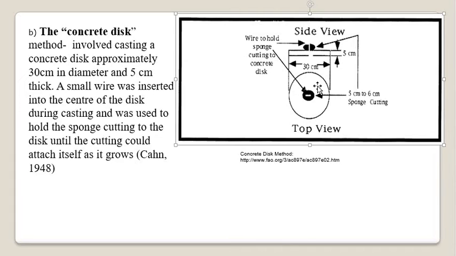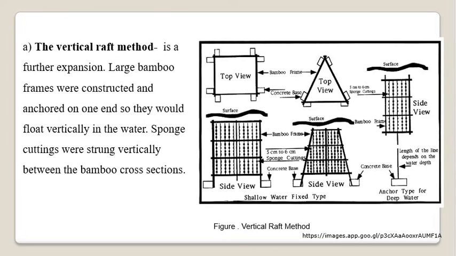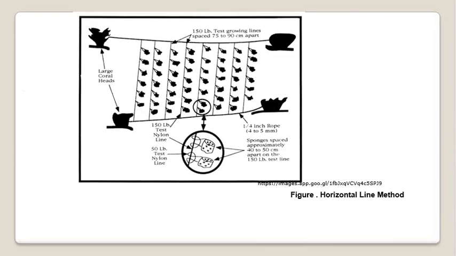So this is again quite laborious work. It involves labor and requires more money, and compared to that, there is less output. So this concrete disc method is not usually preferred, but initially it was designed and was in use. As compared to this, the floating raft methods, that is the vertical raft method as well as the horizontal raft method, are easy to handle, easy to operate, and easy to collect the commercial-ready sponges, right? So these methods are preferred.